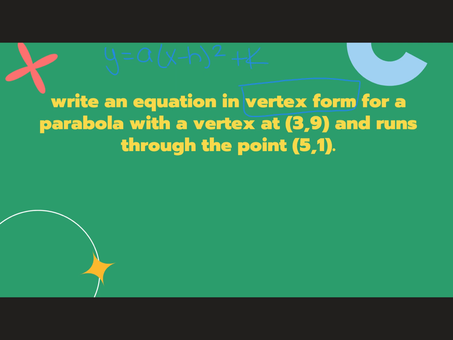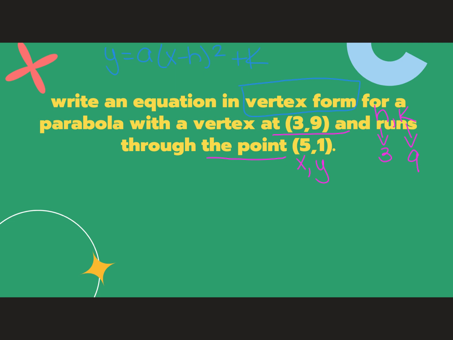our k value. So let's identify what we currently have in our equation, okay? Remember, vertex is written as our h comma our k. So we have our h value of 3, our k value of 9, and then we have a point on our parabola. This is just x comma y.